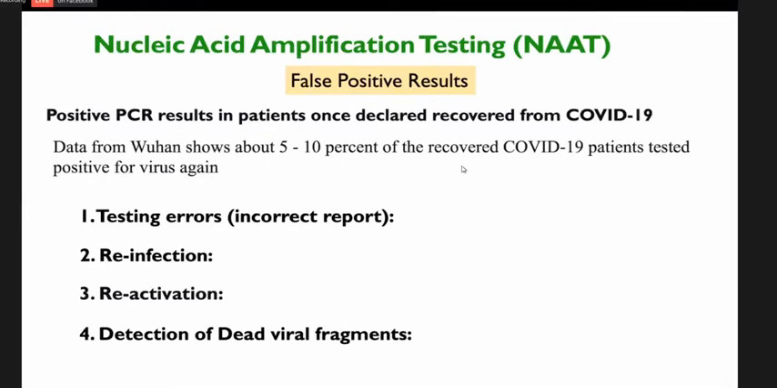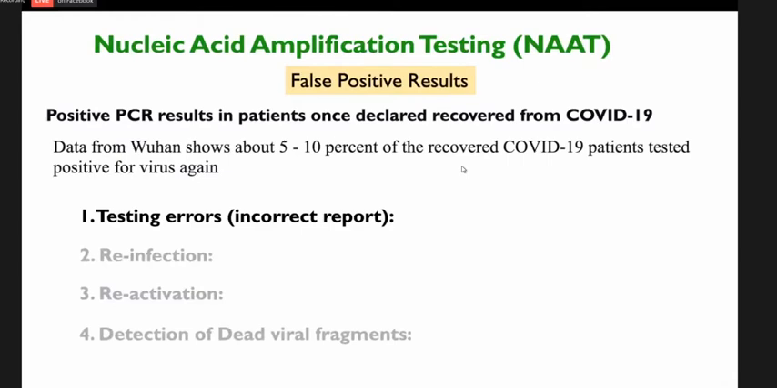And the data from Wuhan, where the outbreak emerged, shows that about 5 to 10% of recovered COVID-19 patients tested positive for the virus, raising alarm that the virus might be capable of reinfecting recovered patients. So we made a detailed investigation of such cases and reported that there are basically 4 reasons for the positive PCR results in recovered patients.